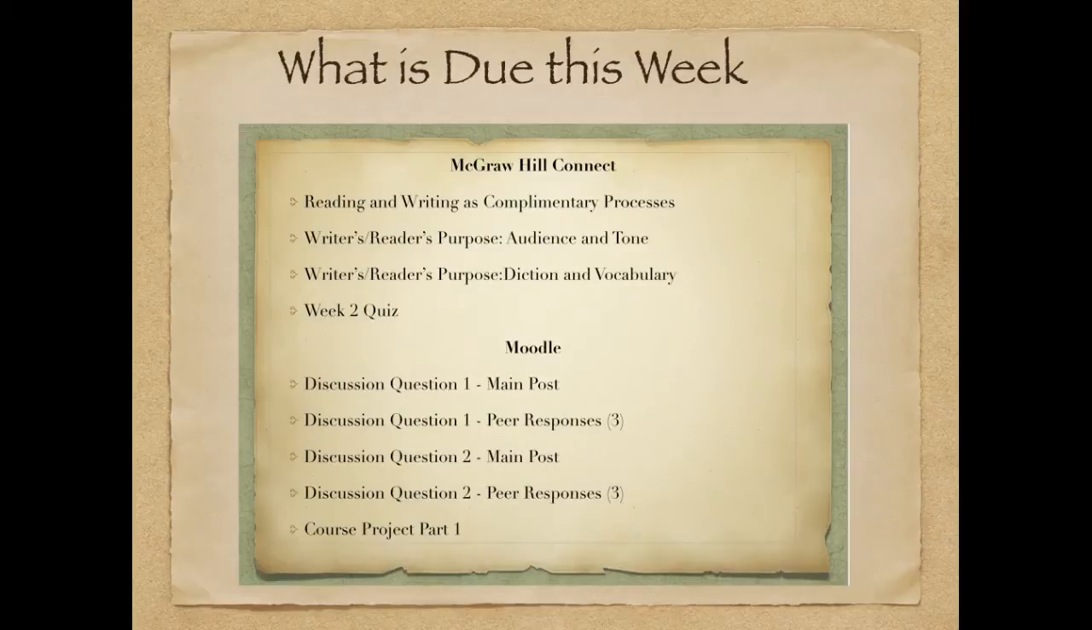In Moodle, you have discussion question 1, main post, discussion question 1, peer responses. You must do 3. Discussion question 2, main post. Discussion question 2, peer responses. Again, you must do 3. And this week you will begin your course project. You have course project 1.